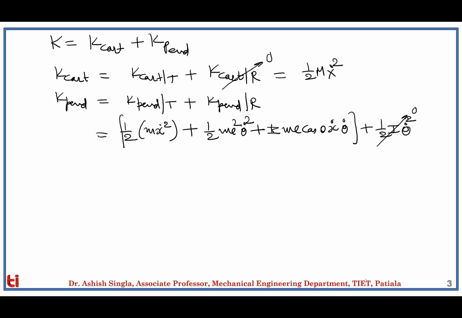So instead of a simple pendulum, if there is a compound pendulum, let's say something like this, then this compound pendulum is having inertia I, so then we can consider this component half I theta dot square, which is the rotational component of the kinetic energy, which is basically half I omega square.